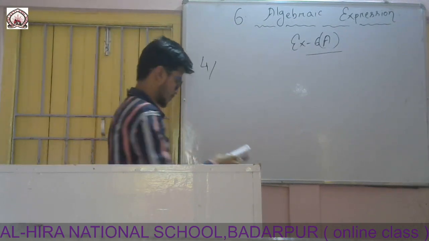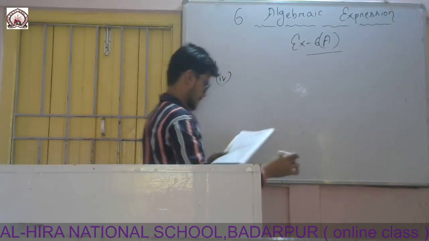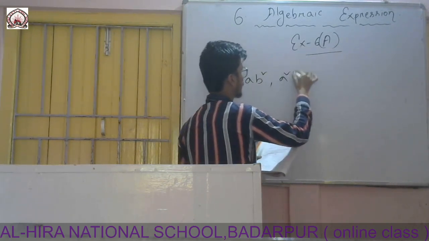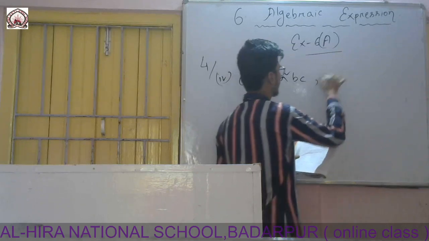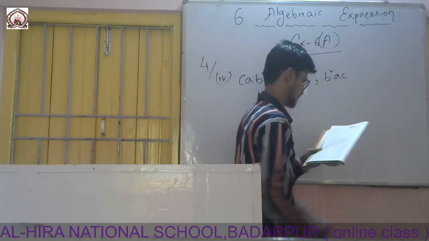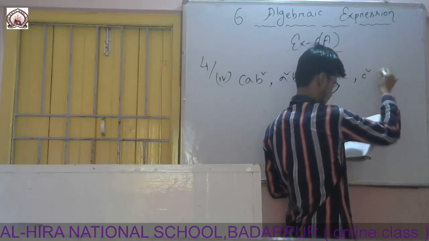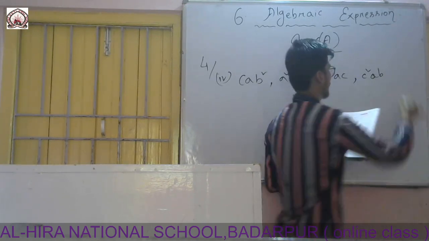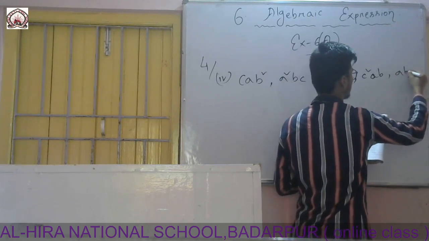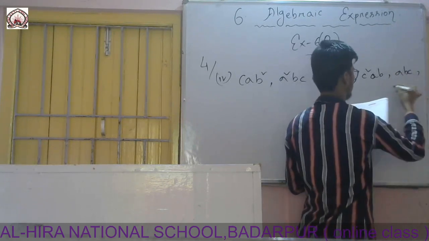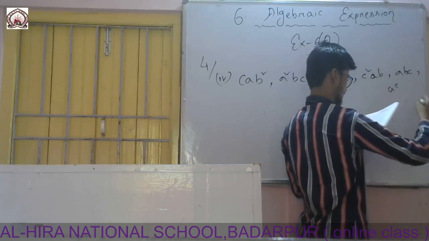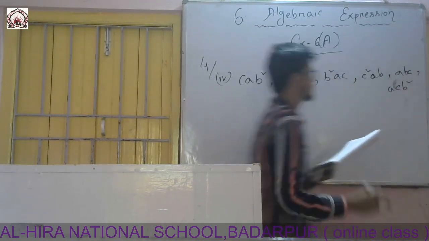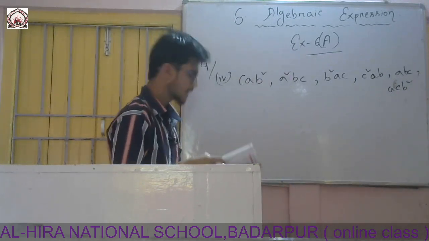So, number 4 question is CAB square, A square BC, B square AC, C square AB, and ABC, and one term left, AC B square. So I have to find out all the like terms.